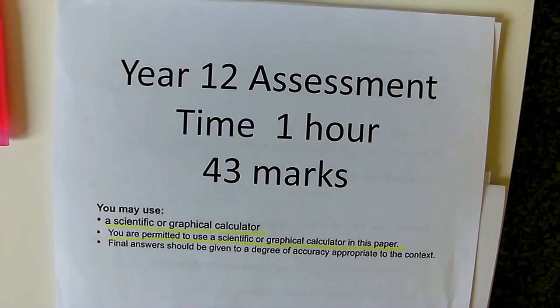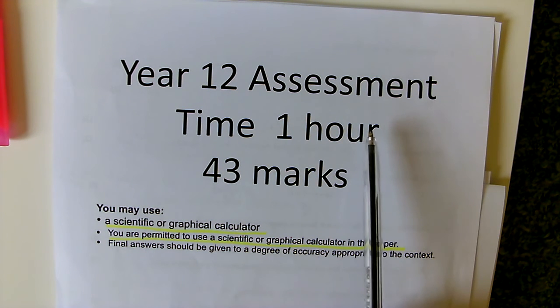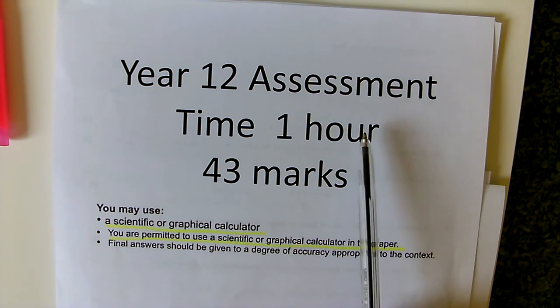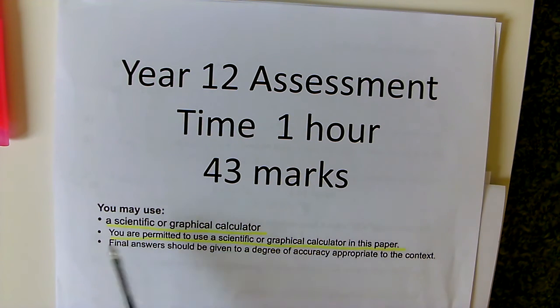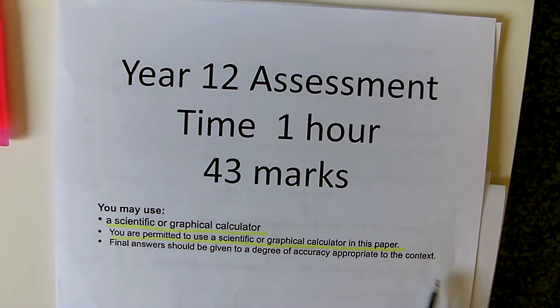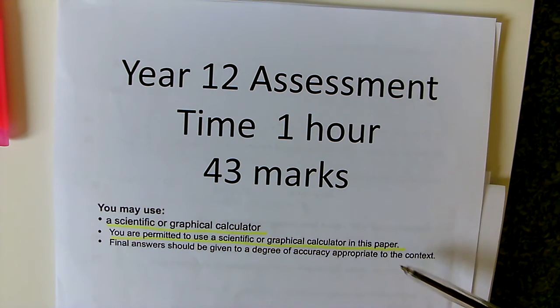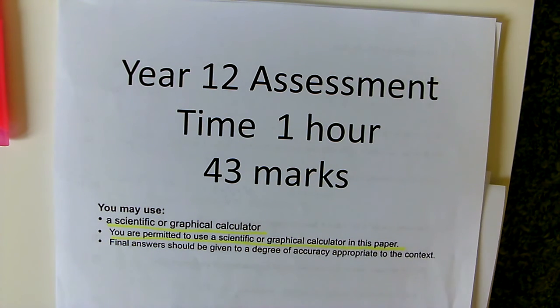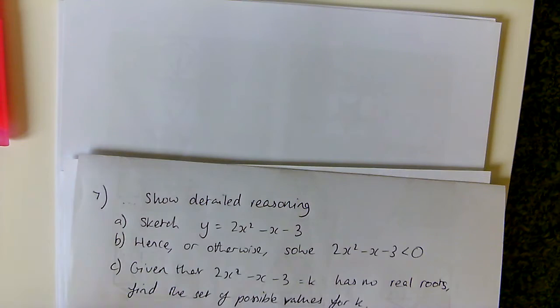Going to have a little look at question 7 from your November assessment paper. Okay, please notice that you're told you can use a scientific or graphical calculator, and you're permitted to use that in this paper. So it's been put on 2 bullet points to emphasize you can use your calculator. Right, we're going to have a little look at number 7.